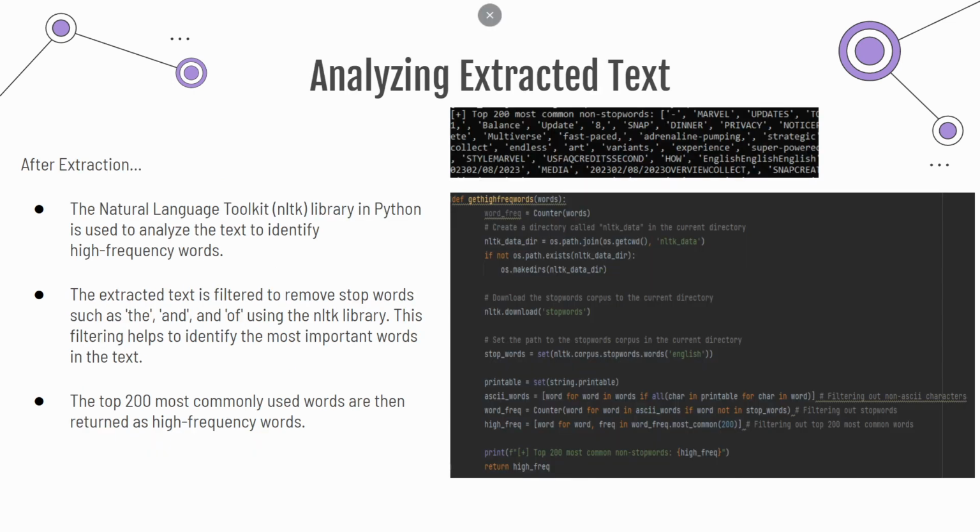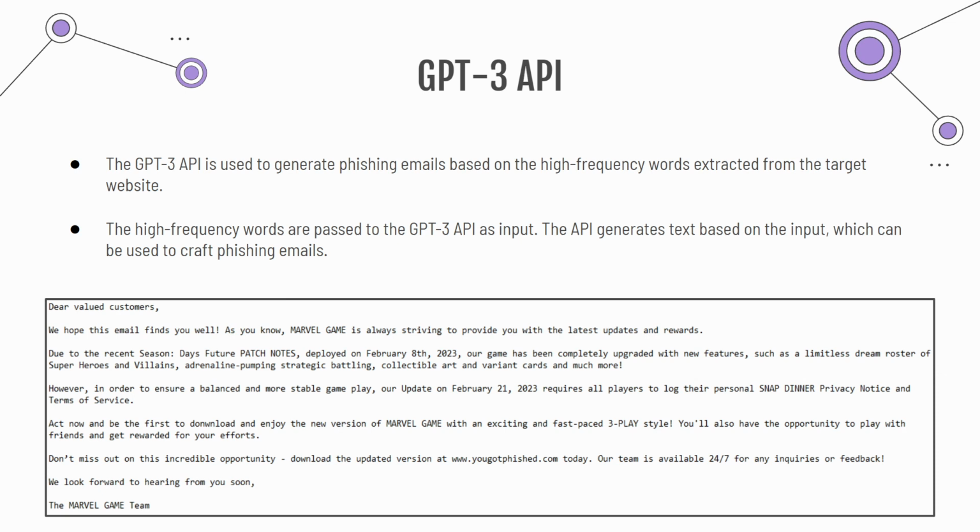Once the tool has extracted the text from the web pages, it analyzes the text to identify high-frequency words. This analysis is done using the Natural Language Toolkit library in Python. The extracted text is filtered to remove stop words such as "the" and "of" using the NLTK library. This helps the tool to identify the most important words in the text. The top 200 most commonly used words are then written as high-frequency words, which will then be fed into GPT-3 for email crafting.